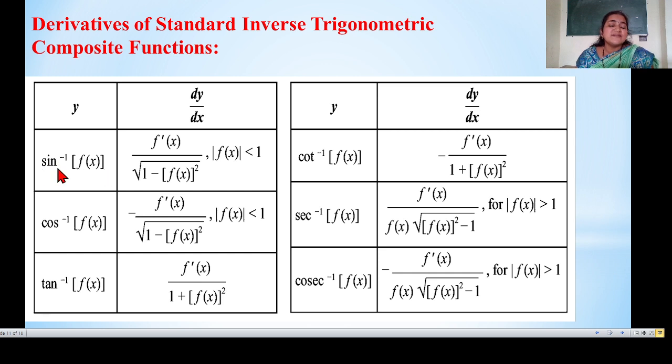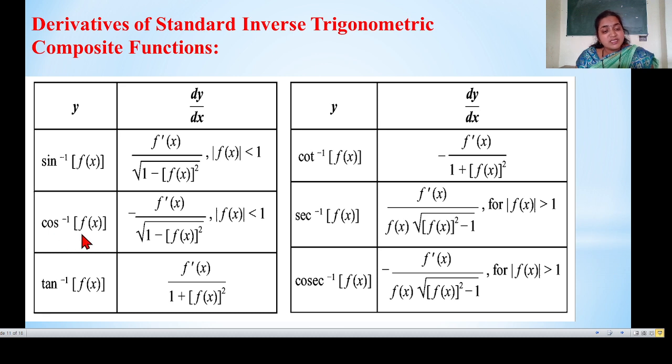So what is the derivative of sine inverse of x? Which is 1 upon square root of 1 minus x square. But here x is replaced by f of x, so we put x as f of x. So we get the answer: 1 upon square root of 1 minus f of x whole square. And again we find the derivative of the inner term, which is f dash of x, multiplied, and mod of f of x is less than 1.